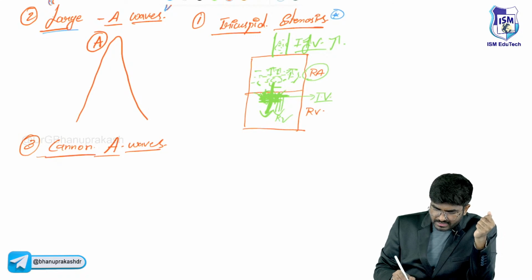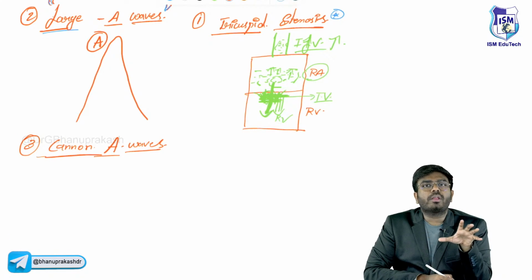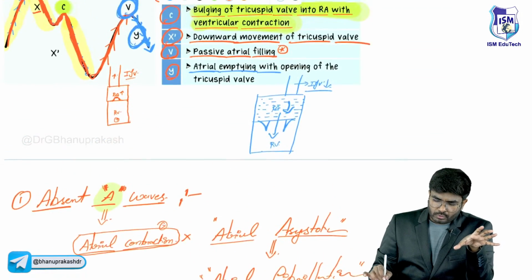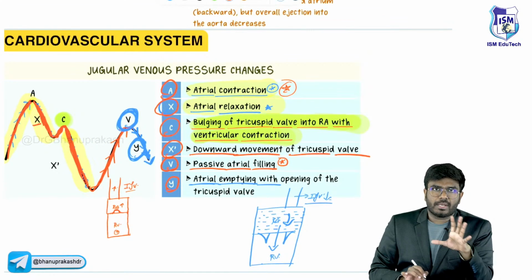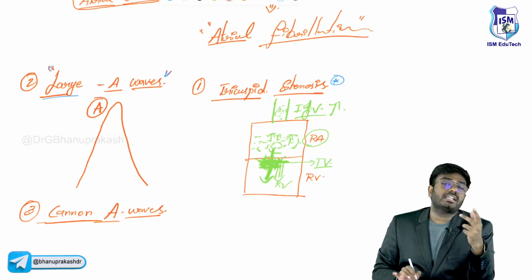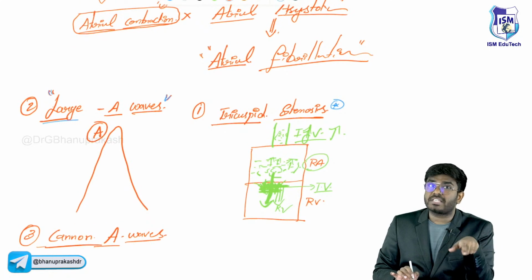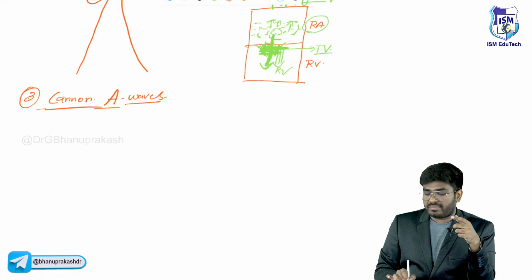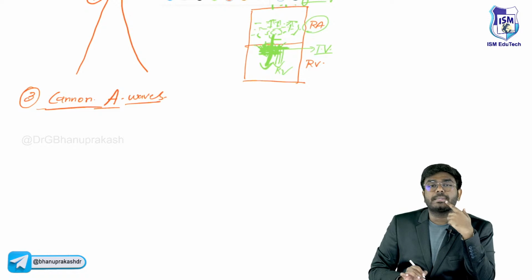Okay, cannon A waves, sir. Cannon A waves. See, the whole point is, if you know the normal, this is normal, first year physiology. They will also ask you what are the abnormals: in which conditions large A waves are seen, in which conditions A waves are absent, in which conditions cannon A waves are seen.